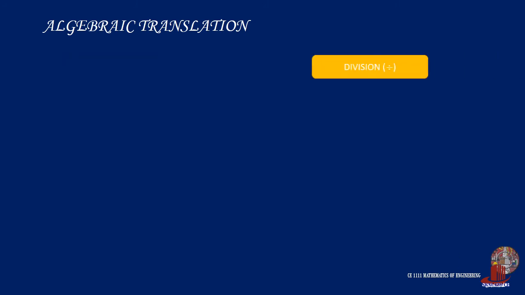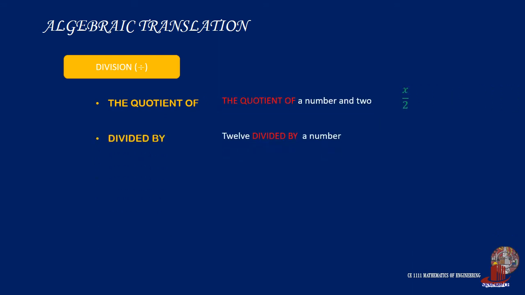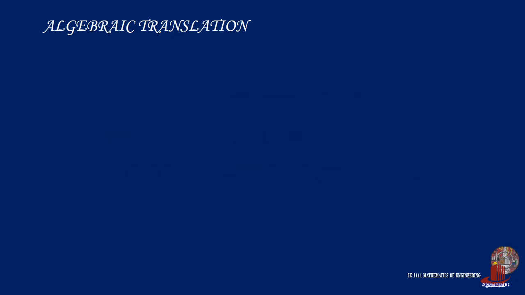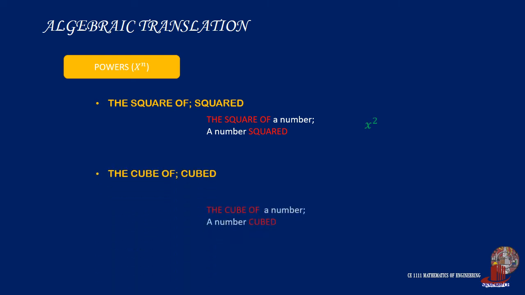For division, the verbal expressions noted are the quotient of, divided by, and the ratio of. There would also be powers where we can take note of the exponents, such as the square of or squared, or the cube of or cubed.